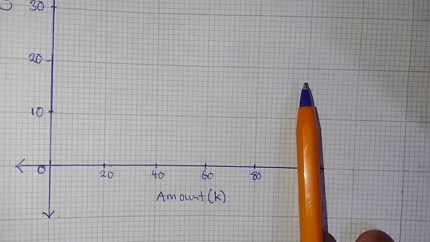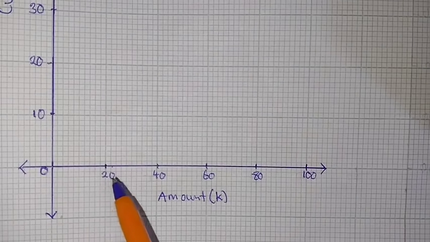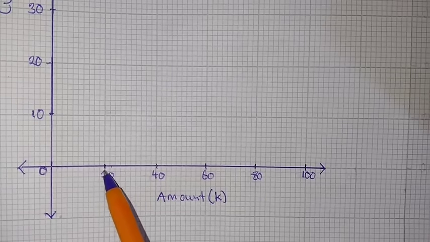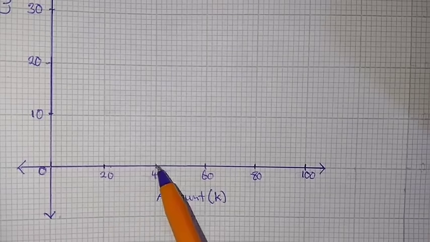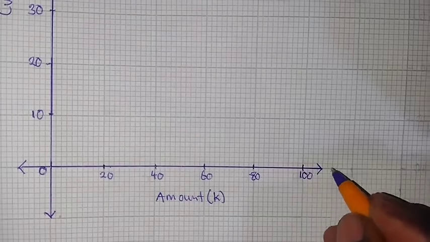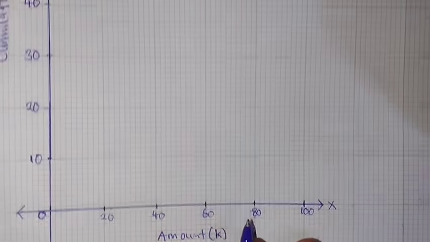Then when you come to the x-axis, we start from 0. Remember here it's 20 units. From 0 to 20, from 20 to 40, 40 to 60, 60 to 80, 80 to 100. So we indicate here, this is the x-axis, which is showing the amount. Then we can start plotting.